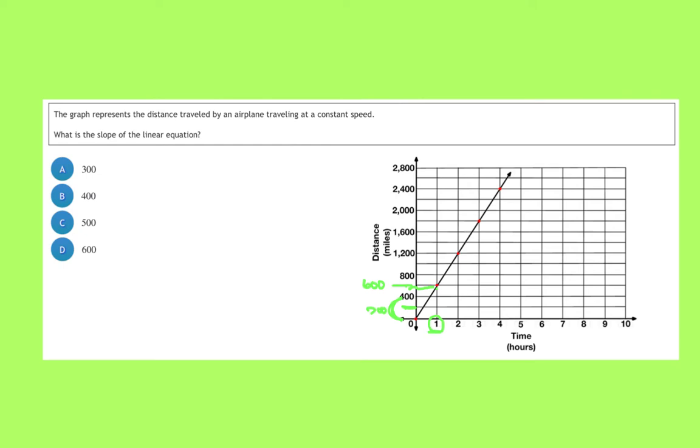So the slope is 600, but let's say you didn't know to do it that way, and you only could think about the fact that if you take the second y and subtract the first y from it, and you take the second x and subtract the first x from it, you would get the slope.